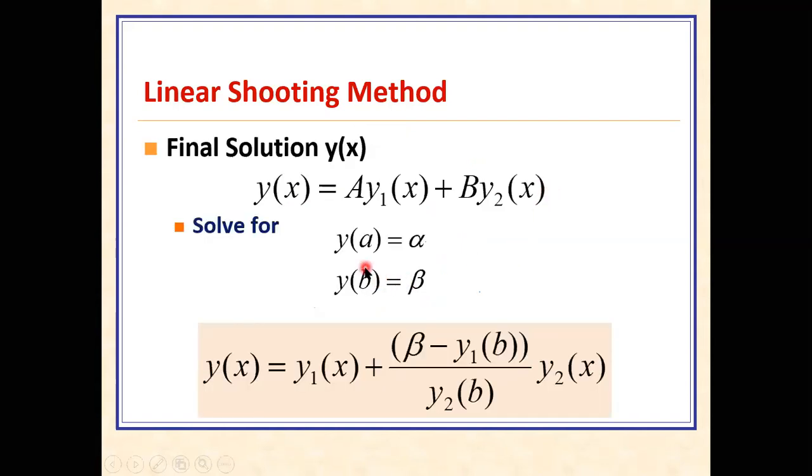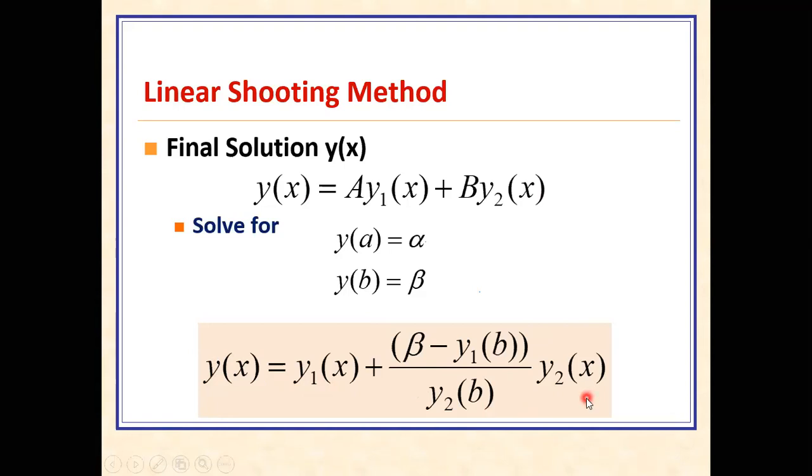And here is the recipe. The final solution is a linear combination of two solutions, y1 of x and y2 of x. In order to evaluate the constants a and b, we provide the boundary conditions, and upon simplification we get the final solution to the boundary value problem as a weighted sum of the two solutions, y1 of x and y2 of x.